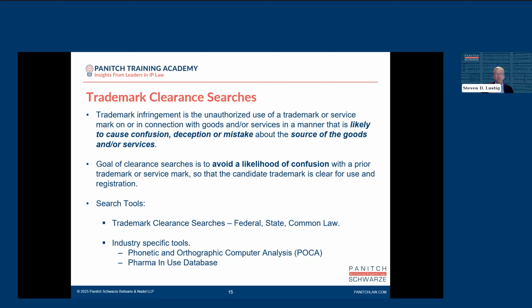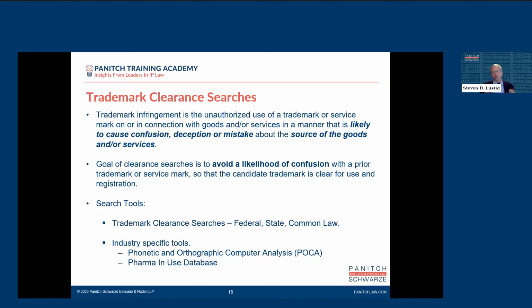Okay. The goal of a clearance search is to avoid that likelihood of confusion. So even though you've created a trademark, it's important to do a clearance search and make sure that trademark does not infringe the rights of a third party by creating a likelihood of confusion, and you want to make sure it's okay to use.